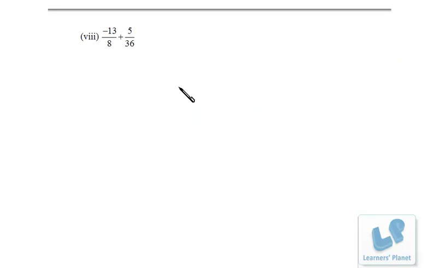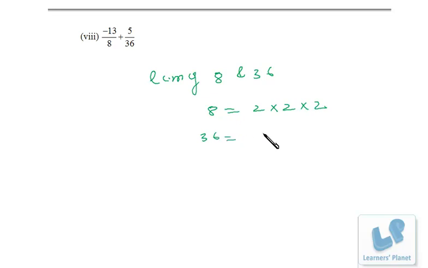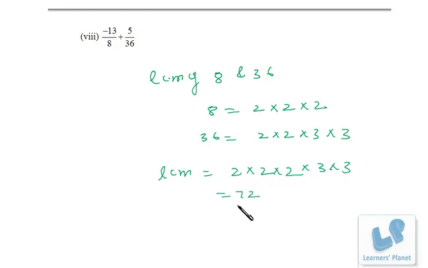Now let's see this question. LCM of 8 and 36. Eight is 2 into 2 into 2. 36 is 2 into 2 into 3 into 3. Okay, so LCM will be 2 into 2 into 2, 3 times, then 2 times 3, right? So it's 8 into 9, 72.